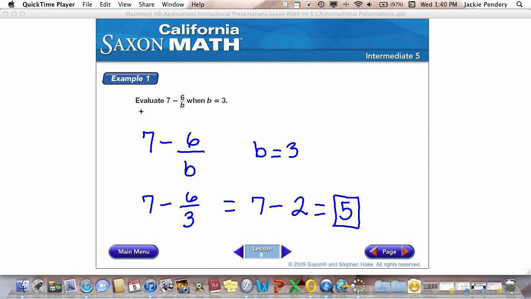So I've evaluated this expression, substituting the number 3 for the letter b, and then solving just like we did yesterday, starting with my division, then my subtraction, and finally getting my answer. Okay, let's look at example 2.